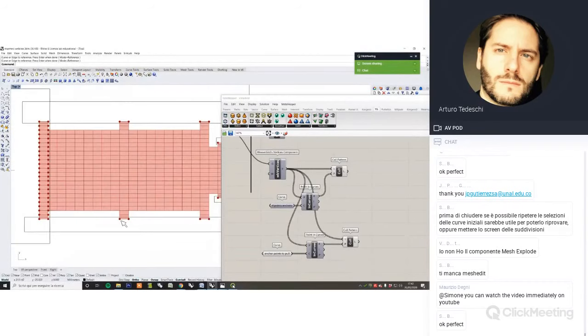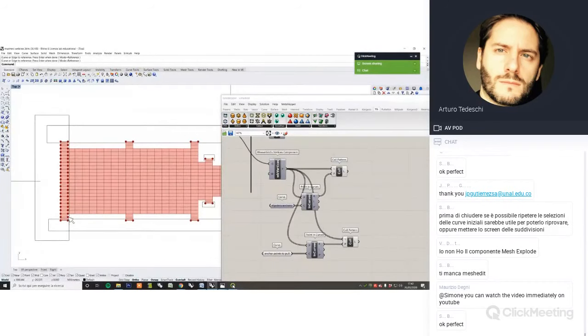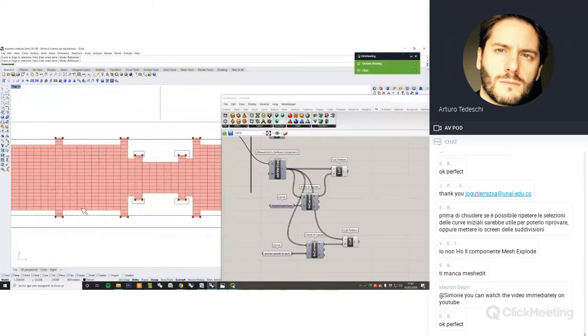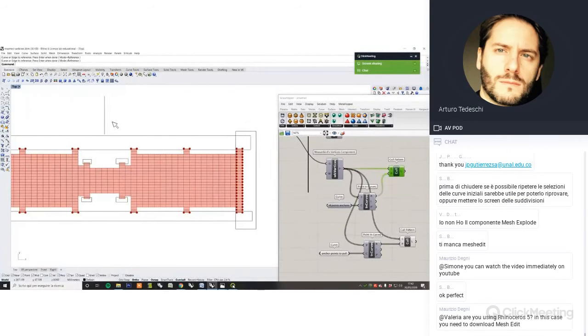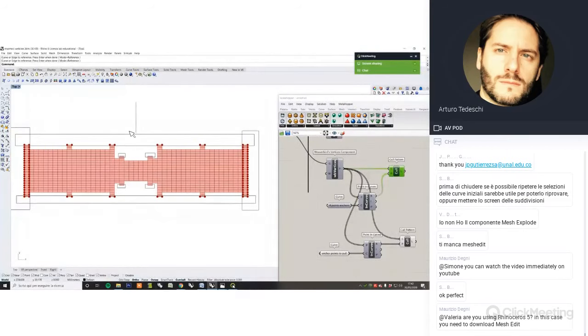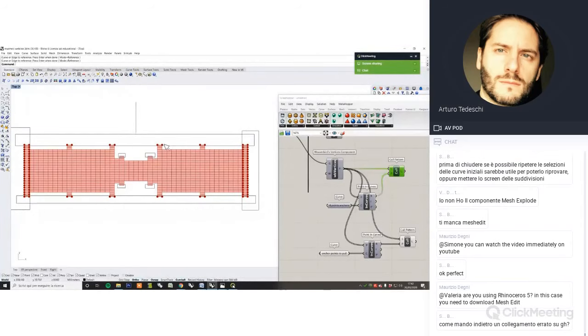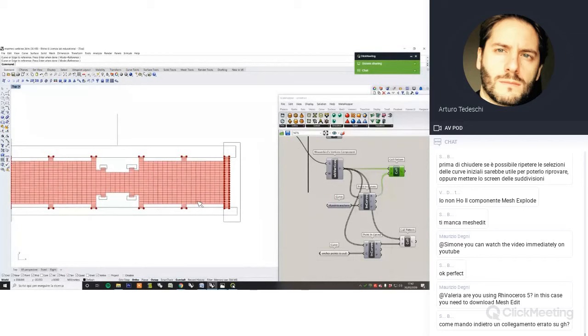Okay, so using this logic, we are going to select all those points. They will be used in order to, let me turn off this one. Okay, so the points that you can see right now on the screen will be pulled vertically later on.